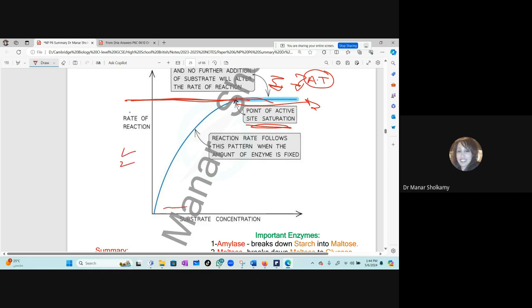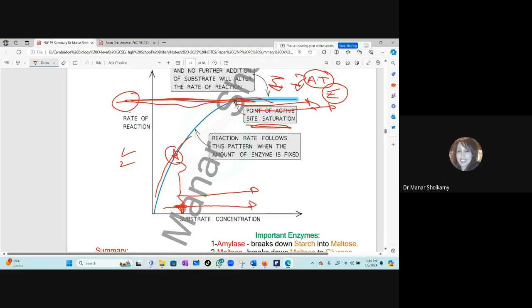I am increasing the concentration of the substrate. As the concentration of the substrate is increasing, the rate of the reaction is increasing. So in this part of the graph, the substrate concentration is the limiting factor. But at a certain point, it will become constant. I am increasing the substrate concentration and still the rate of the reaction is constant. So this means that another factor is the limiting factor. Usually it's the number of enzymes. I don't have any more enzymes to work on the increasing substrate.